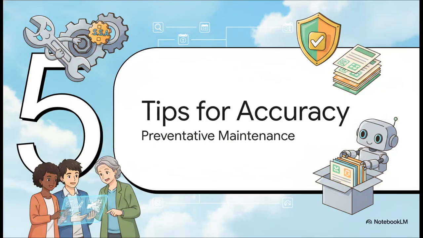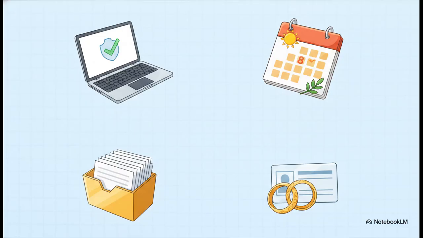So let's look at Section 5, Tips for Accurate Records and Preventative Maintenance. Because that appeals process can be super stressful, let's talk about the preventative maintenance you can do today to just avoid these headaches entirely. Here are your actionable pro tips. First, if you haven't already, create your online account today. Second, make it a habit to check your earnings record every single year in August.